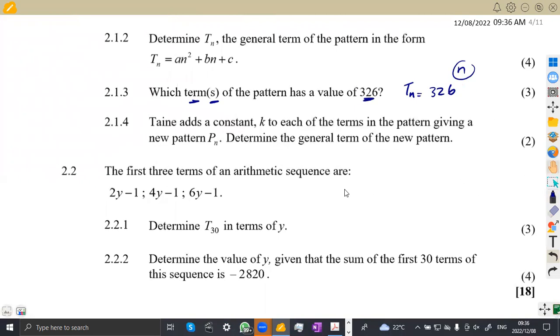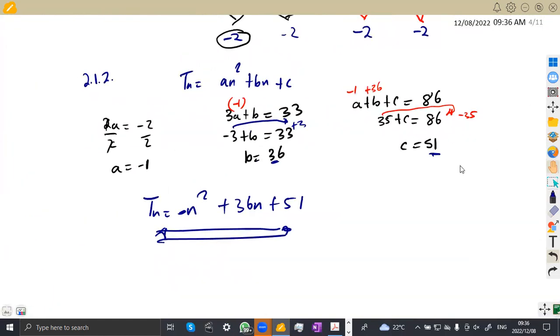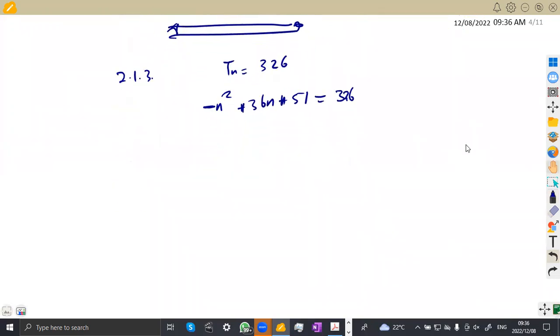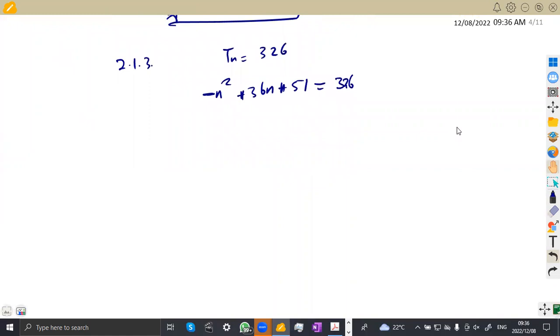Okay, so we have our Tn here. It's just a continuation because already Tn is there. This is your Tn on 2.12. So we've got 2.13. We are given that Tn is equal to 326. In terms of the quadratic here, we are given our Tn as -n squared plus 36n plus 51, then you just equate to 326. We have formulated a quadratic equation that you are supposed to solve now using any method. It can be quadratic formula, quadratic, I don't know.